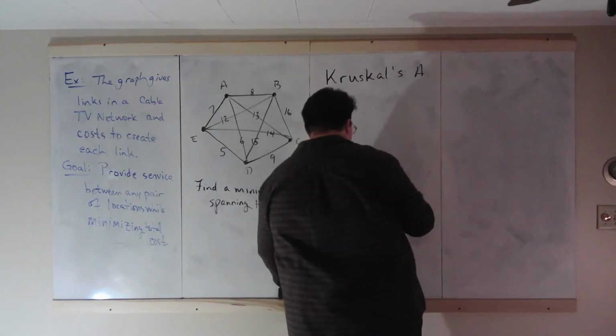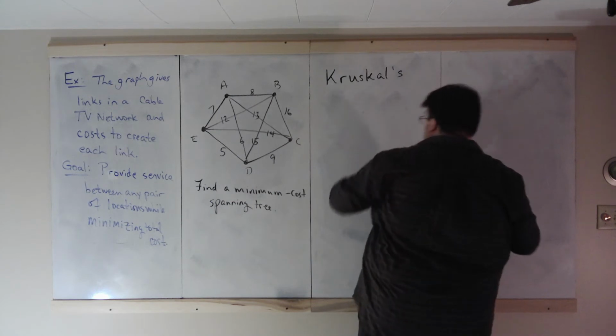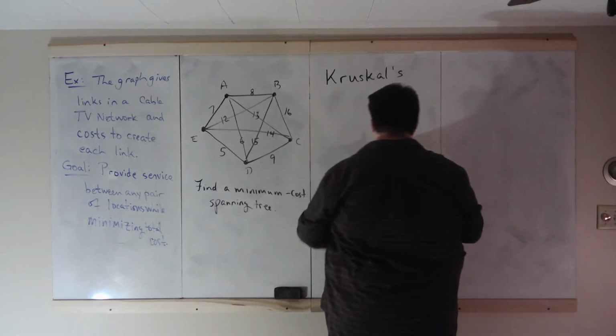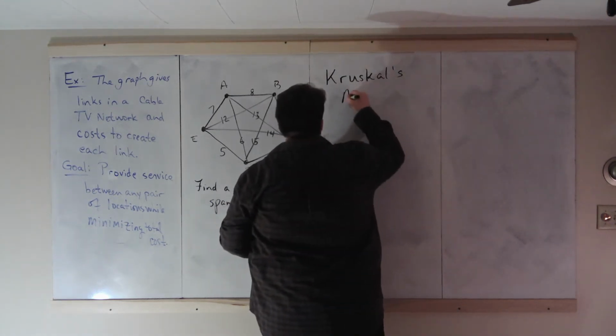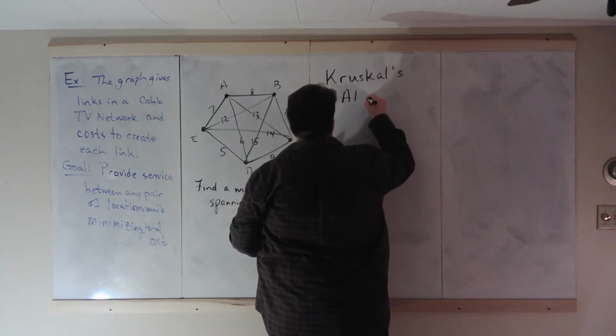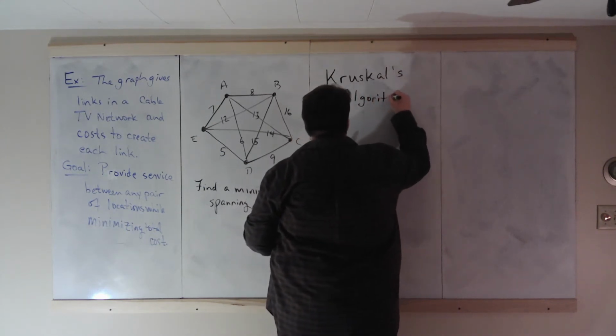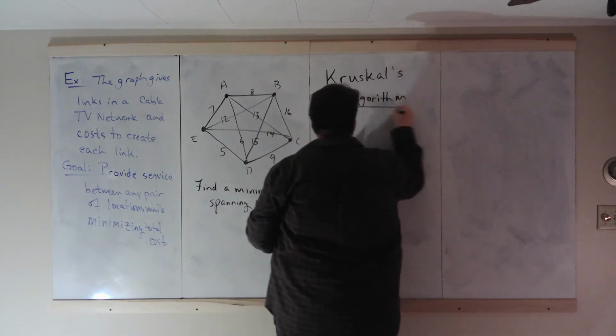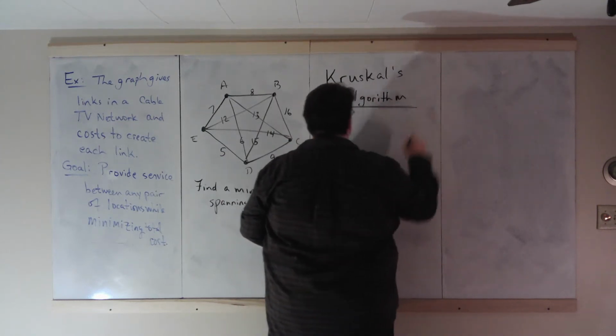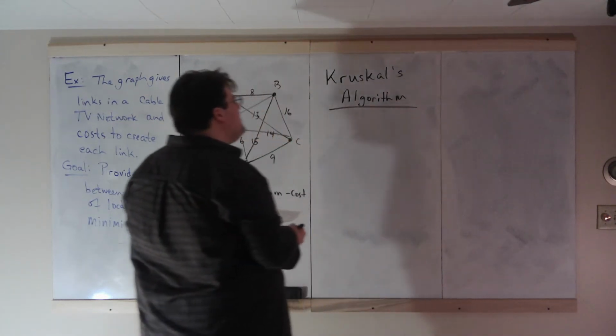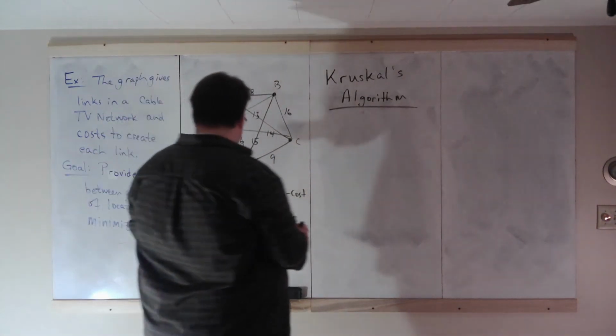I'll put this on one board. And that algorithm applied to spanning trees, minimum cost spanning trees, is called Kruskal's algorithm. Named after Kruskal, a mathematician from, I believe, the 1960s.